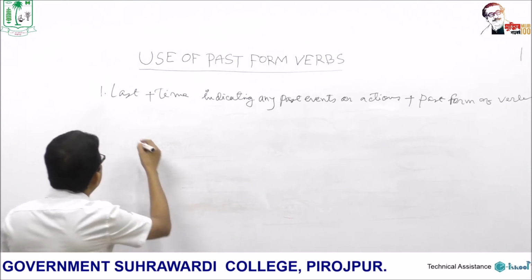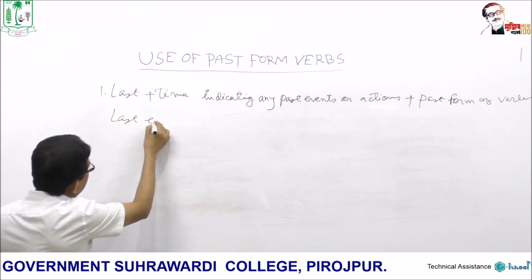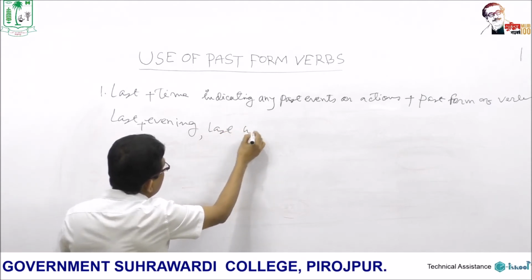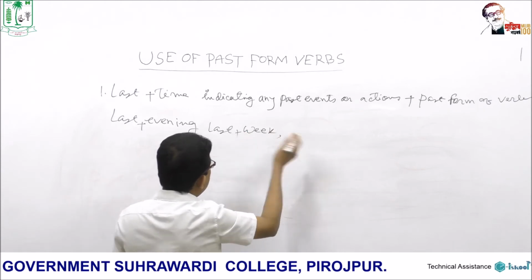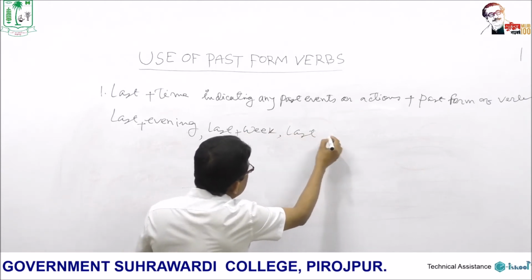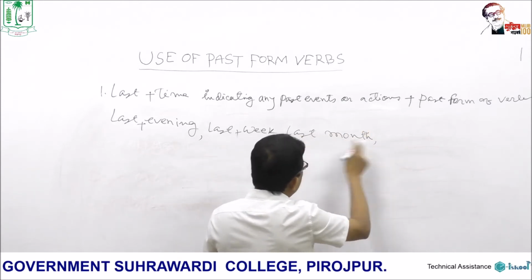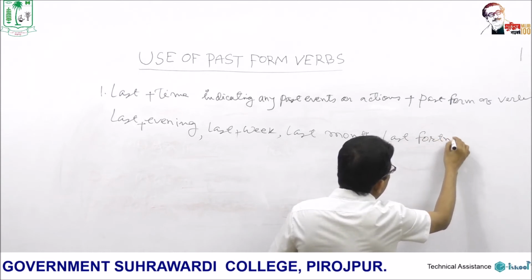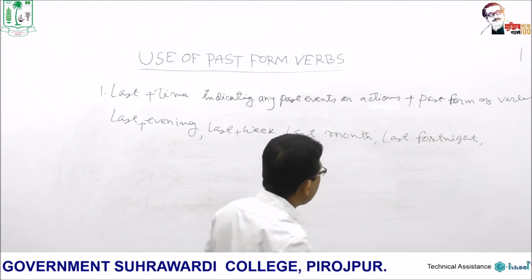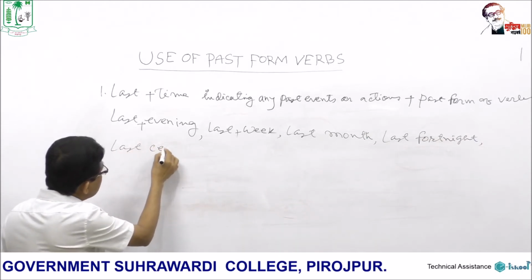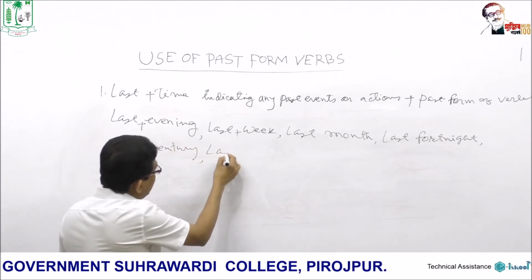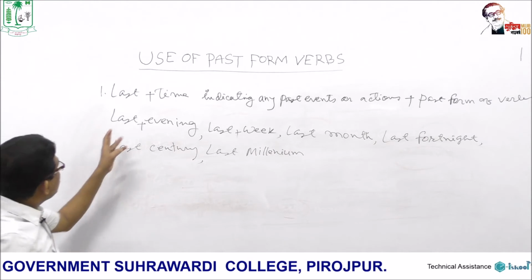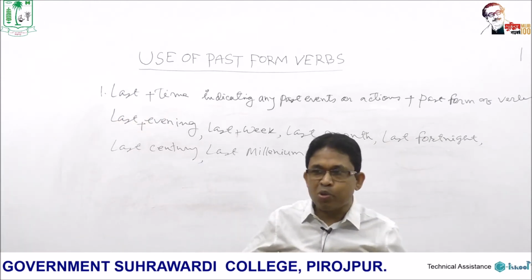For example, last evening. Here, last plus time, that is last evening. Then last week, then last month, or last fortnight. Fortnight, that is half of the month, 15 days. Last fortnight, or last century, or last millennium. So, if you use "last" before time, then you have to use the past form of verbs.